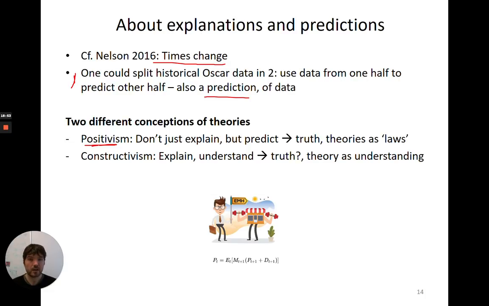So positivism can be associated with a standpoint or an assumption that says, well, this is the ambition that we should have. Truth should be achieved, and that implies a prediction.